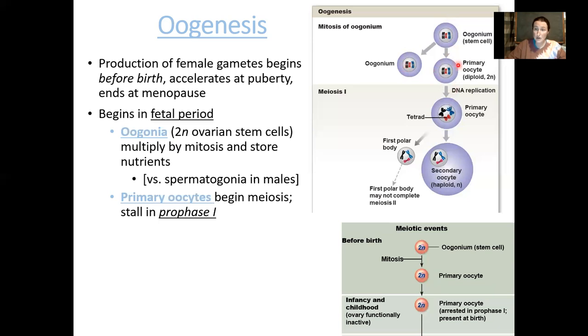Some of those daughter cells are going to develop into primary oocytes, and the primary oocytes begin the process of meiosis 1, specifically prophase 1. So they literally start the process, all of the chromosomes line up, and that's it. And so these cells are then arrested in this particular phase, in literally the very first step, until puberty.